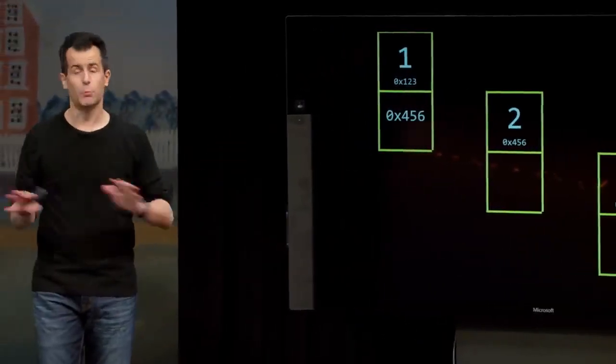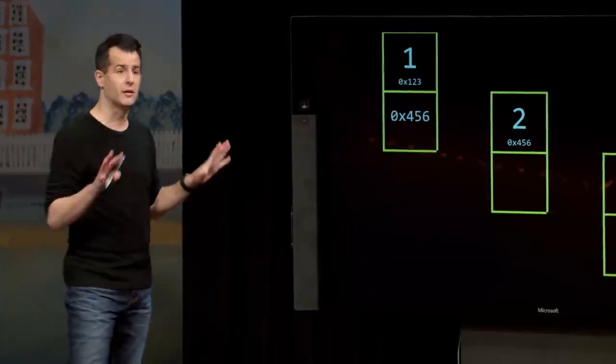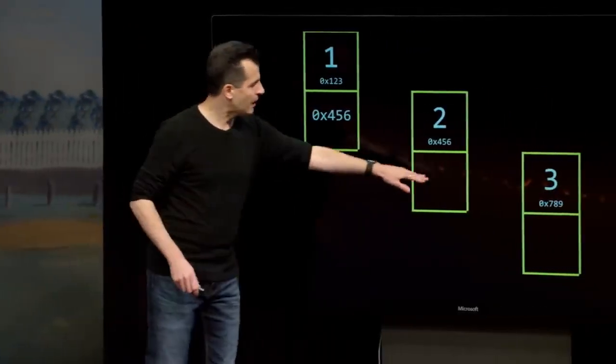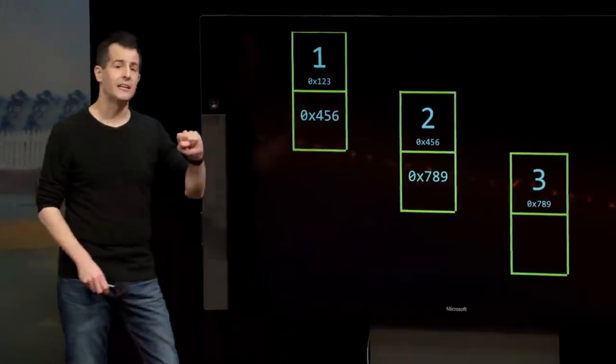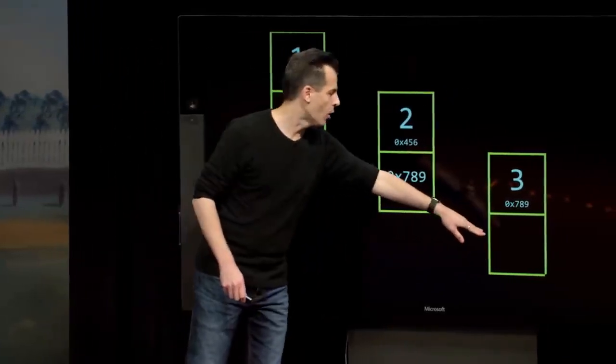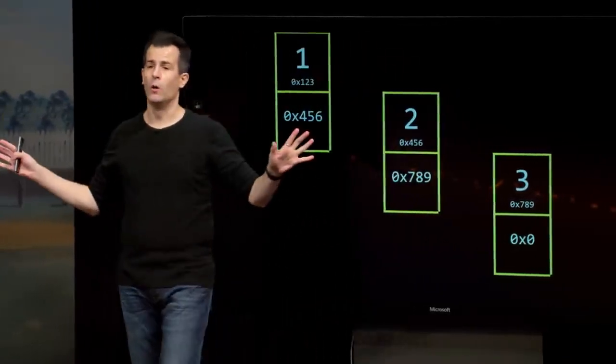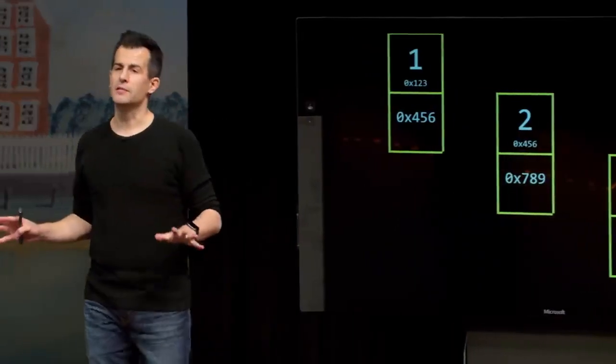Again, it's written in hexadecimal, but that's just the number. That's the address of somewhere else in memory. In this box, let me propose that I store 0x789. And in this box, let me arbitrarily say 0x0, which is just all 0 bits.